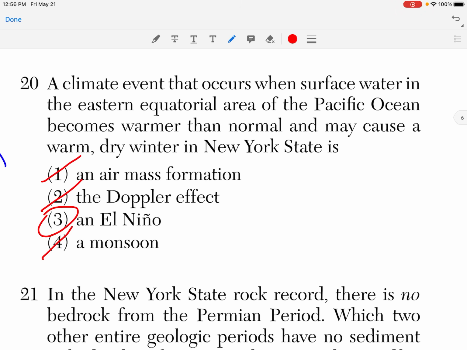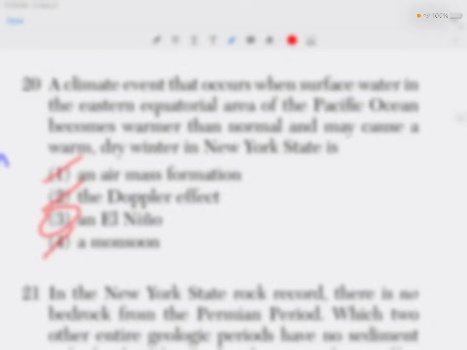That happens approximately every 7 years or so. There's a warming of the Pacific Ocean, and it changes the climate, even in New York State, even though it's happening in the Pacific Ocean off the coast of South America. So the answer is number 3.